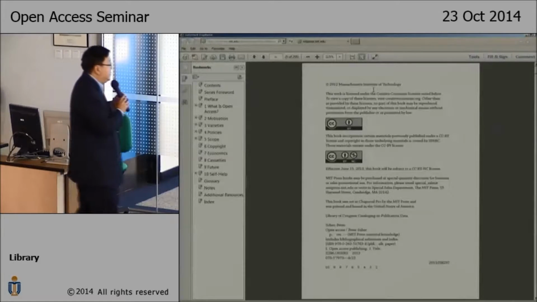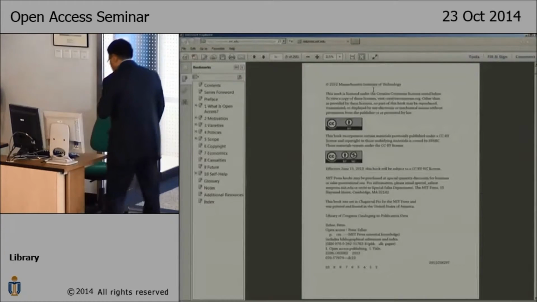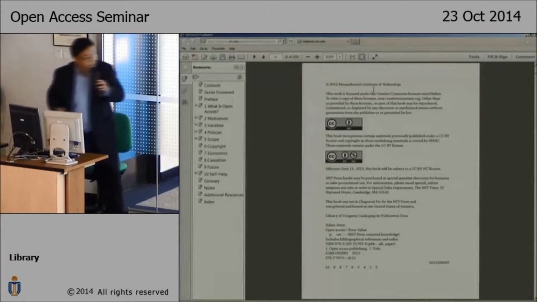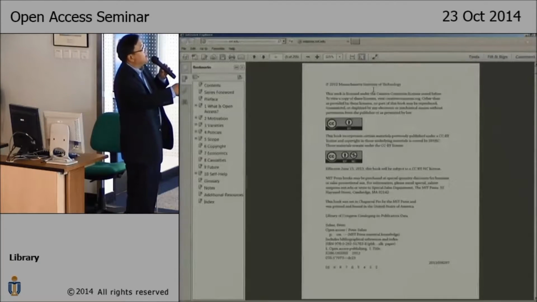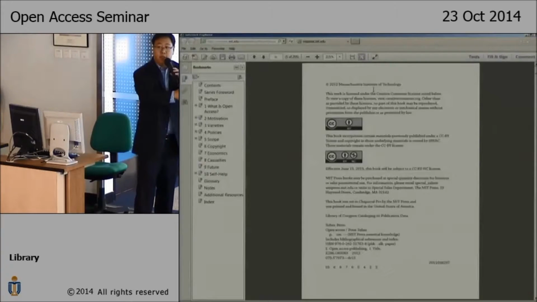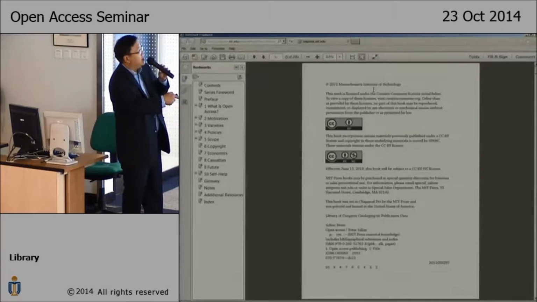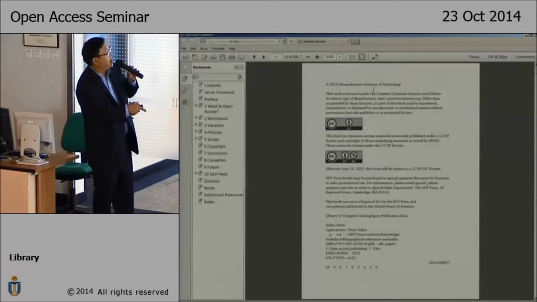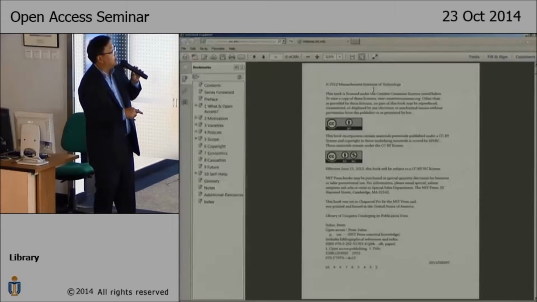But you'll notice in these buttons, if I can use my little marker, these cute little icons. This one here, this is CC, which stands for Creative Commons. And then you've got this little humanoid figure, BY. And it says, this book incorporates certain materials published under a CC BY license, and copyright in those underlying materials is owned by Spark. There's another one which is CC BY NC, which has a dollar sign with a line through it. And NC stands for non-commercial.